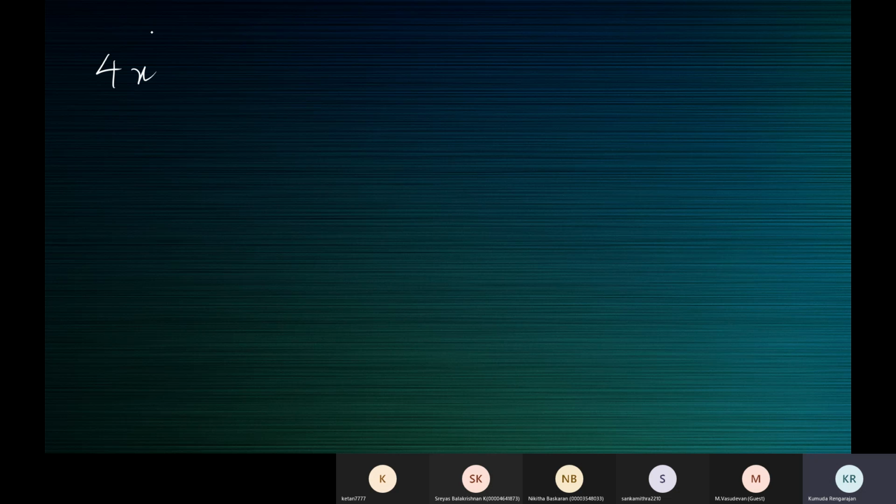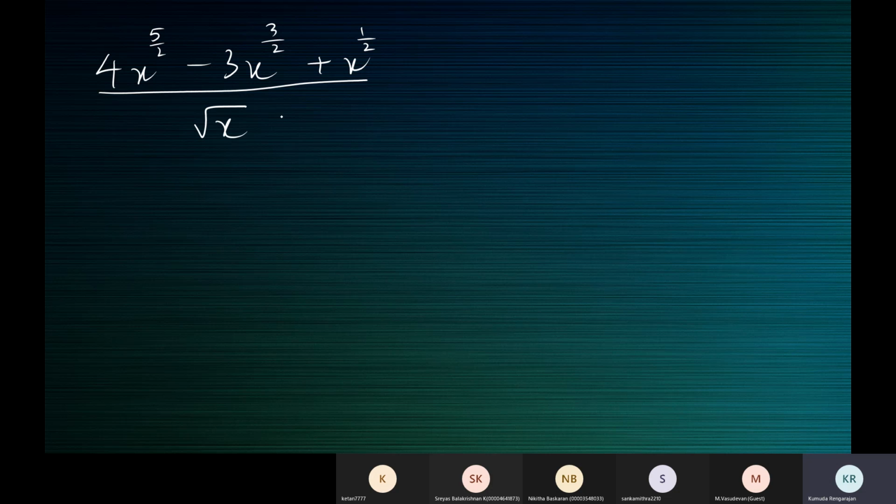So children, this is the expression we have. And going down to 8th standard, this is how we used to divide. Division by a monomial. Recall how we divide. This is not a monomial. This is just one term here. I'm not calling root x a monomial, but I'm saying recall how we divide by a monomial.